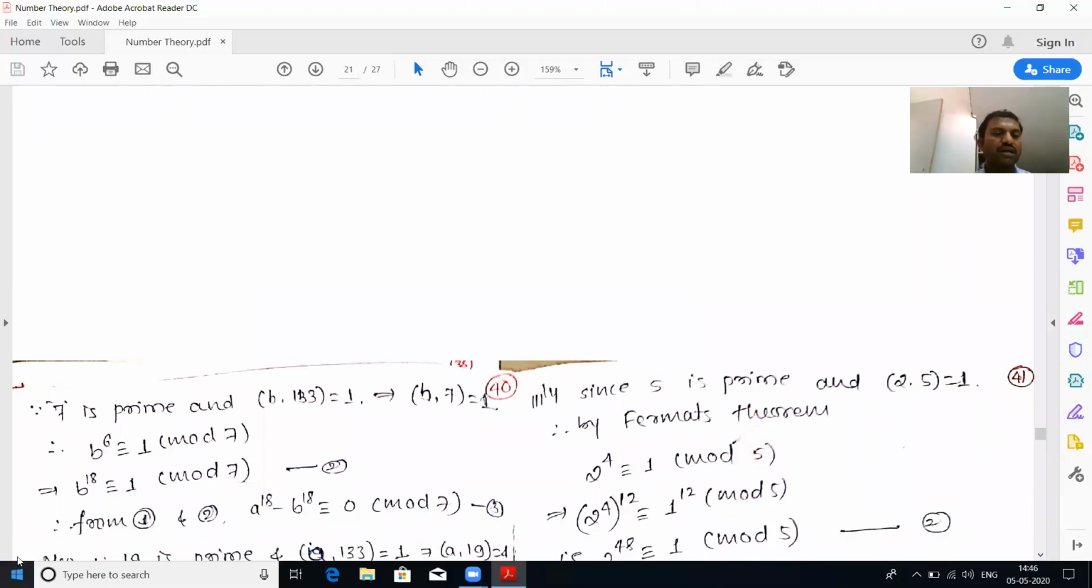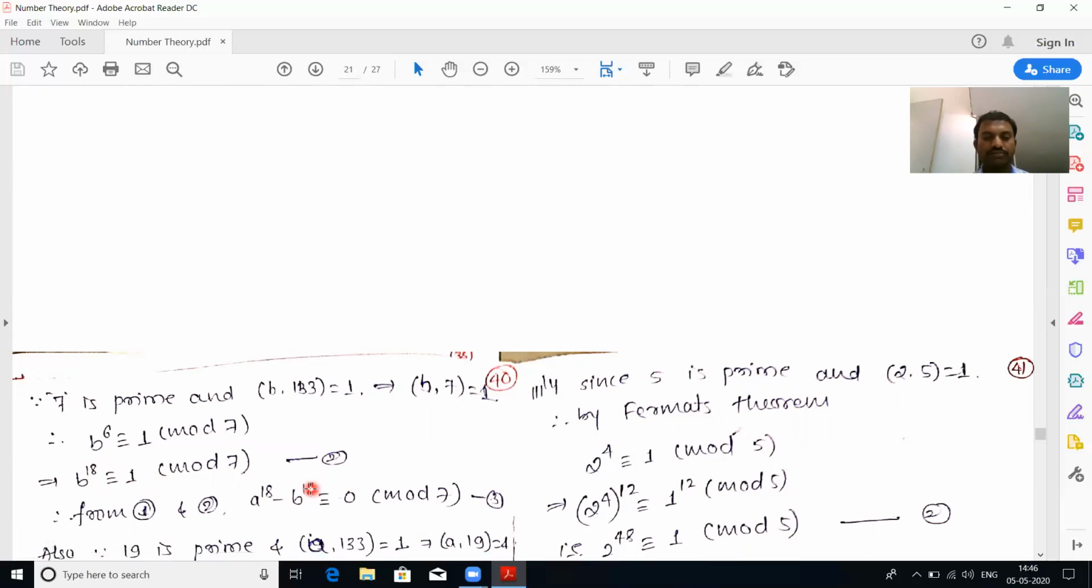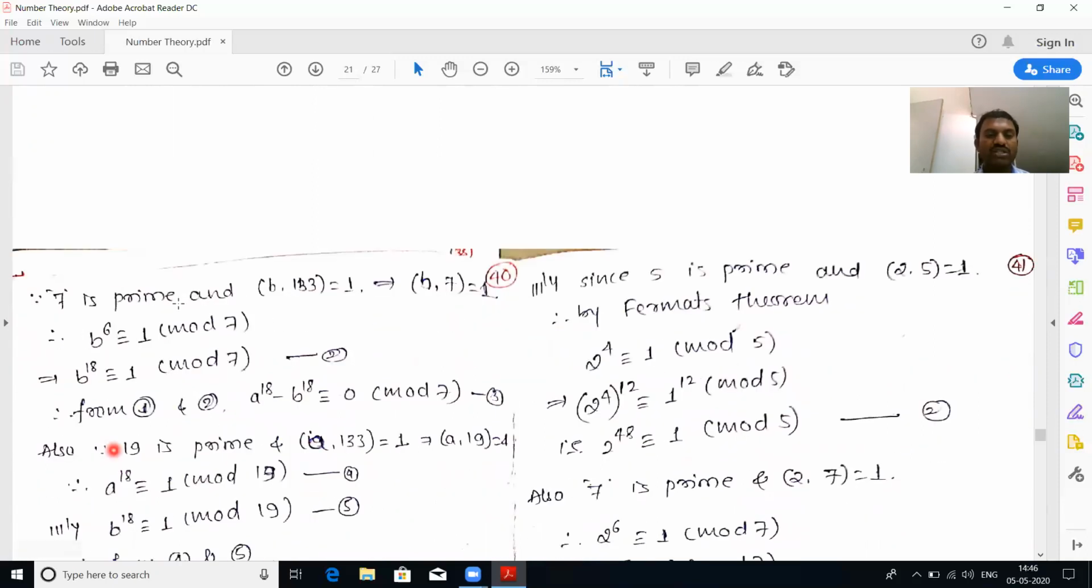Similarly, since 7 is a prime number and b is relatively prime to 133, we have b is relatively prime to 7 also. Therefore, b raised to 6 is congruent to 1 mod 7. Again, taking cube on both sides, we are getting b raised to 18 is congruent to 1 mod 7. That is equation 2.